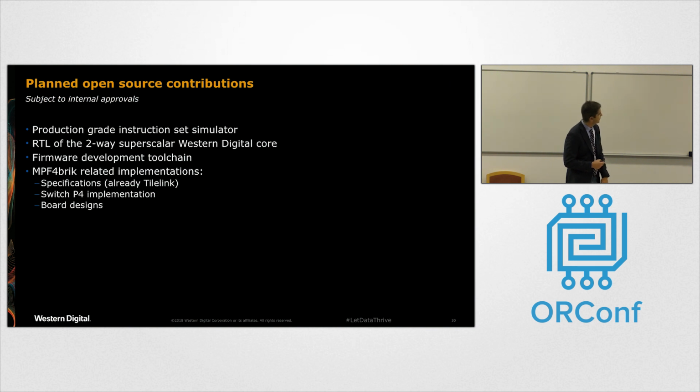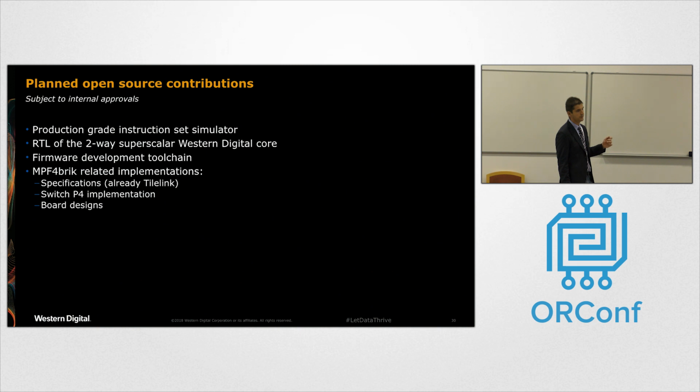In terms of what we are planning to open source, subject to internal approvals, we have a production-grade instruction set simulator that has been used in the development of the core. We are planning to contribute the RTL of this two-way, 9-stage pipeline. I think we are targeting the December RISC-V Summit in Santa Clara, where we would announce it, have a name, and have the repository so that you can check it out.